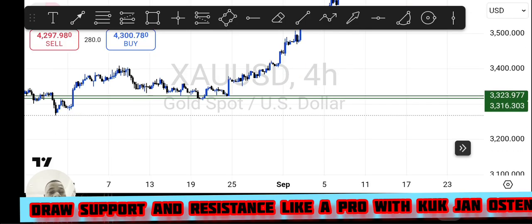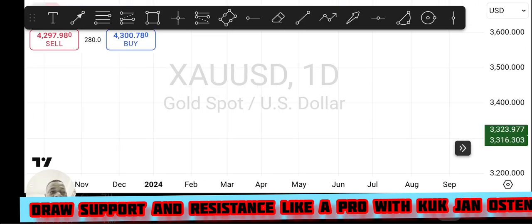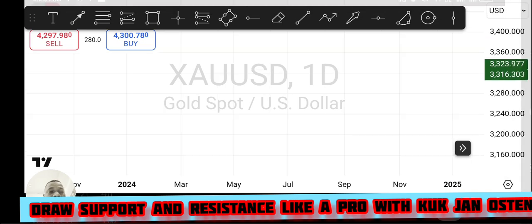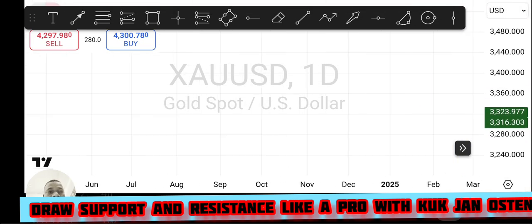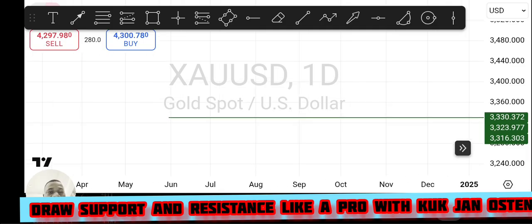Now at this point, I'm going to show you how to draw valid support and resistance zones. So first things first, before we continue, I'm going to show you in my example. If this is a zone that we are identifying, we are going to first mark the wick.